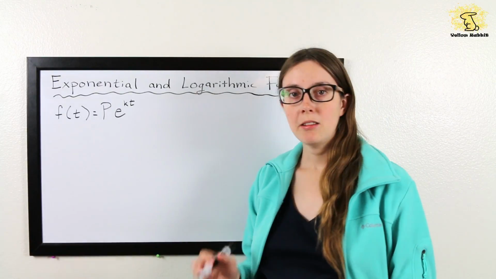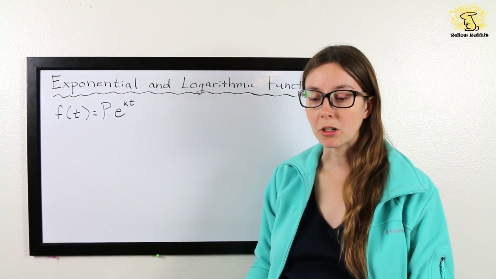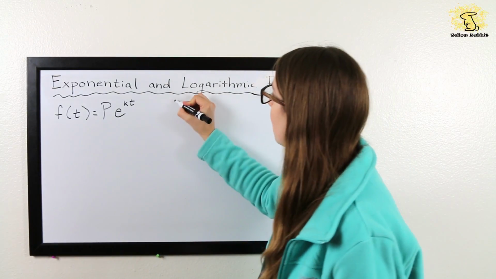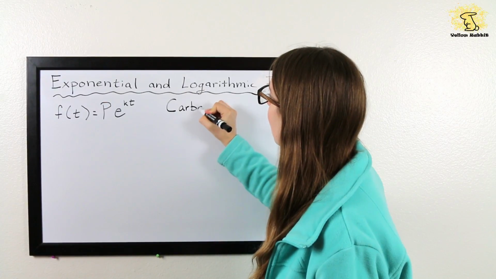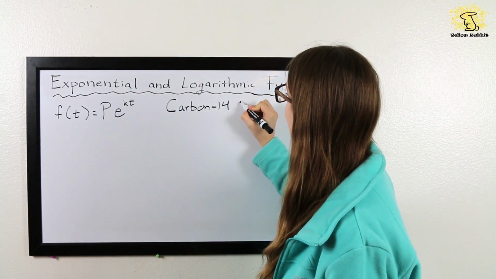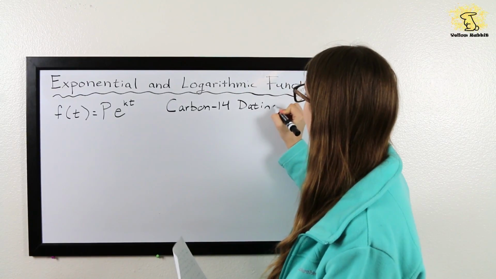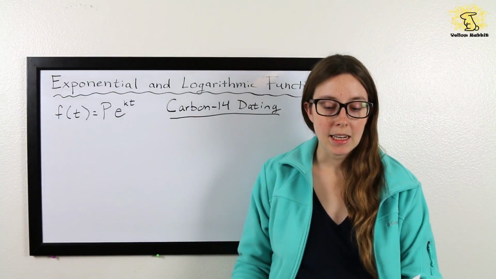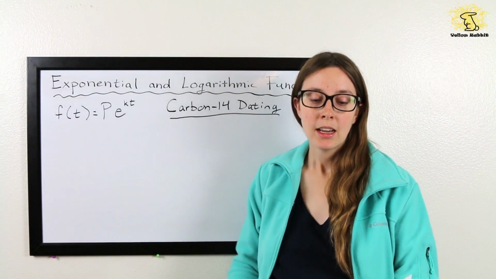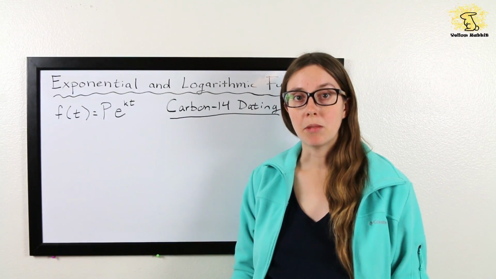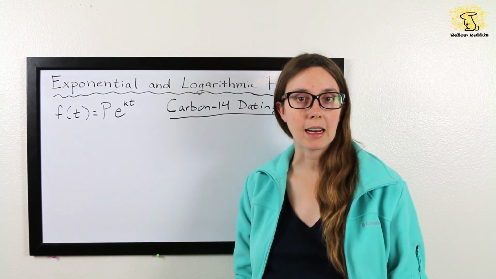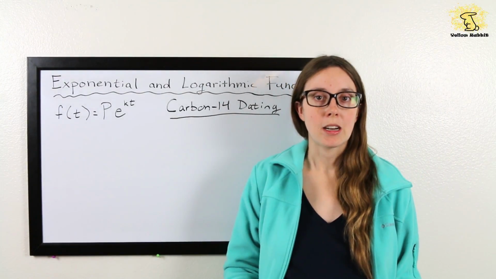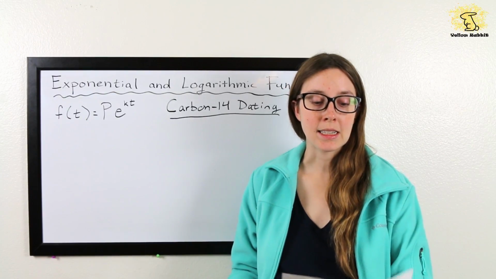Now that we've got an equation for general continuous exponential growth, let's do a practice problem. And the practice problem we're going to do involves carbon-14 dating. So carbon-14 dating is a method to determine the age of any object that contains organic material. So anything that contains any kind of organic matter can be dated, we can determine how old it is, by measuring the amount of carbon-14 present in the sample.